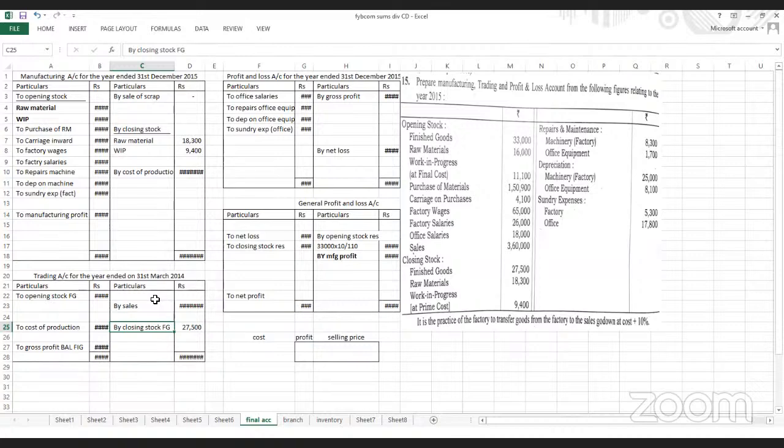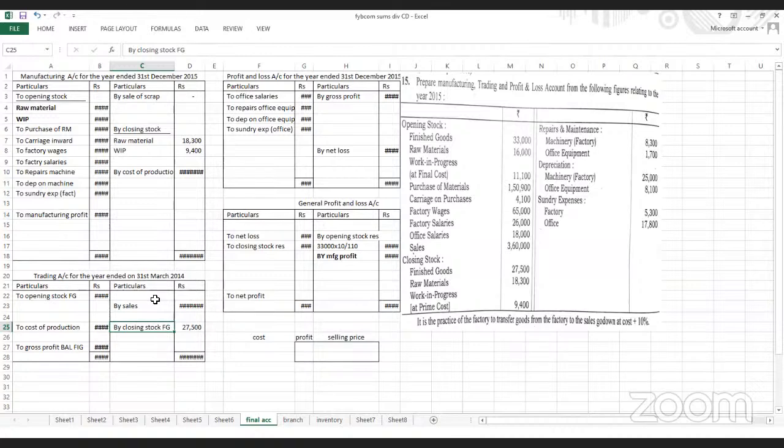Okay. So before we begin, I had to explain to you that there is a little change in the format. Instead of directly making trading account, I will be making manufacturing account first, which will be followed by trading account. Clear? So the rest of the sum is same. But first comes manufacturing account, which will have opening and closing of raw material and WIP. All manufacturing expenses will be recorded on the debit side of manufacturing account. Clear?